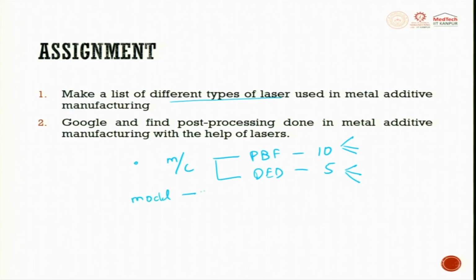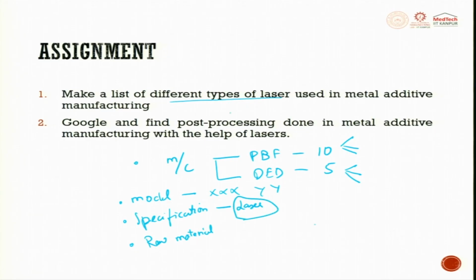The model number, whatever it is, XXXYY. Then try to write down the specifications of the machine, and in particular the laser, start noting it down. Also see what the possible raw materials are which can be used in this process. When you do so, our focus is more on the laser. So, what are the different types of lasers used in metal additive manufacturing?